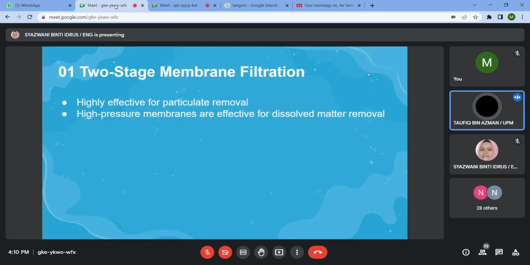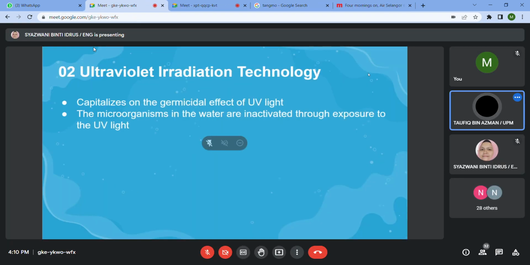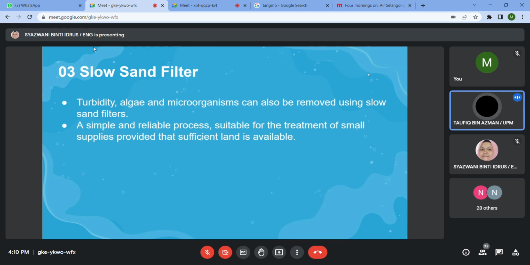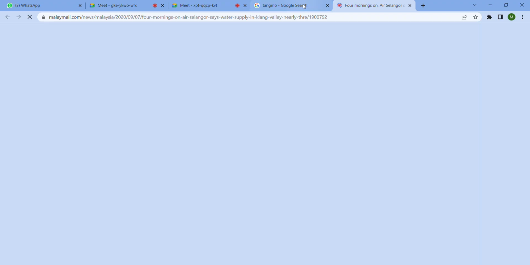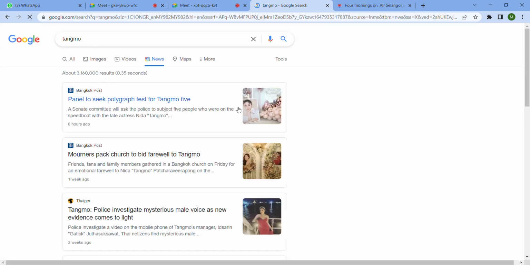The third technology is slow sand filter, where turbidity, algae, and microorganisms can be removed using this technology. A simple and reliable process. It is suitable for treatment of small supplies provided that sufficient land is available.